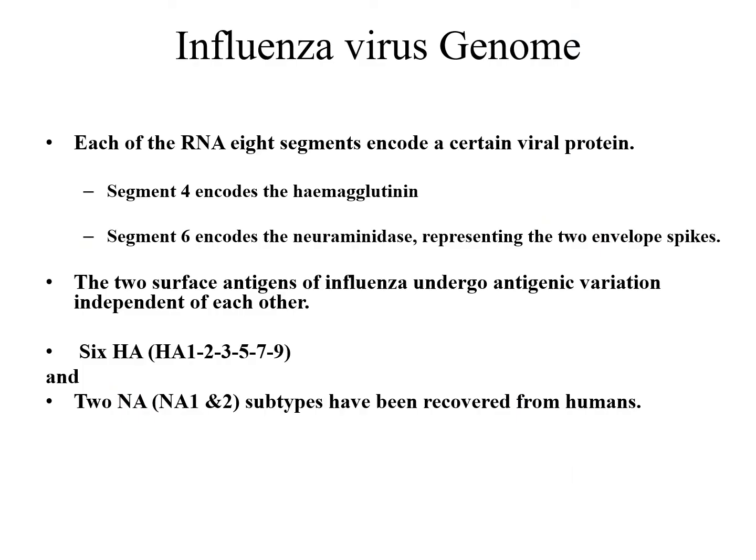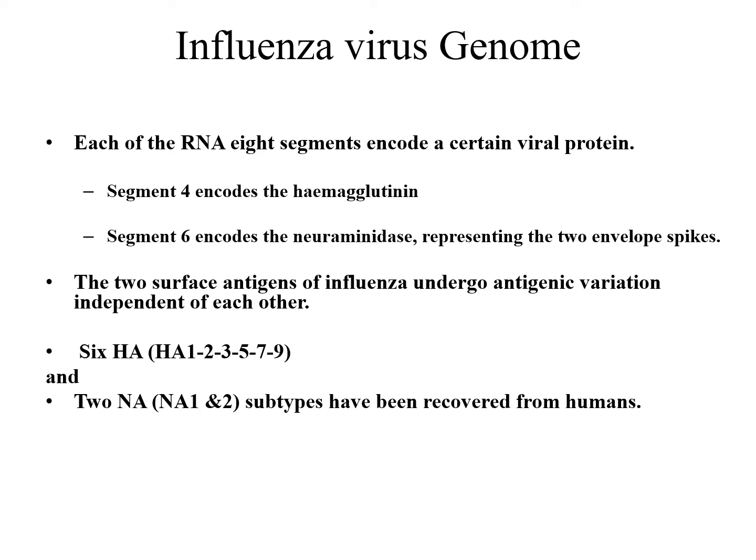The influenza virus genome, as we said, has 8 segments. Of most importance are segment number 4 and segment number 6, because segment number 4 encodes the hemagglutinin or the H, and segment number 6 encodes the neuraminidase or the N. And both of those represent the envelope spikes, the 2 envelope glycoproteins or spikes.